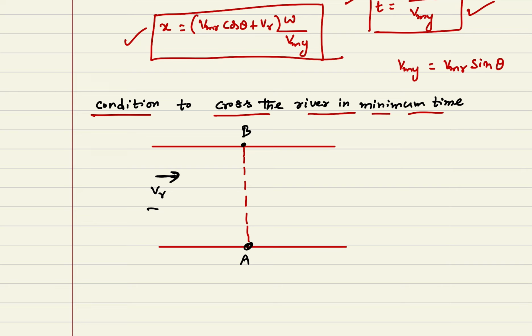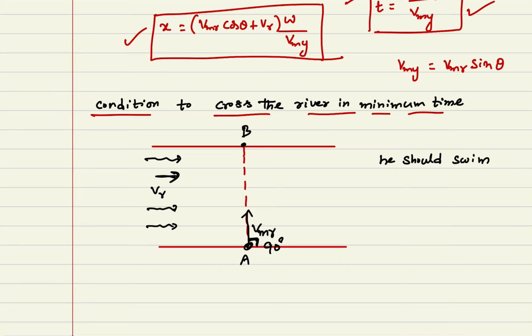Now the river is flowing to the right side with velocity Vr, everywhere the river is there. Now a person is asked to go like this. The velocity of the boat or man, anything, with respect to the river should be like this. He should make an angle of 90 degrees with the river flow.